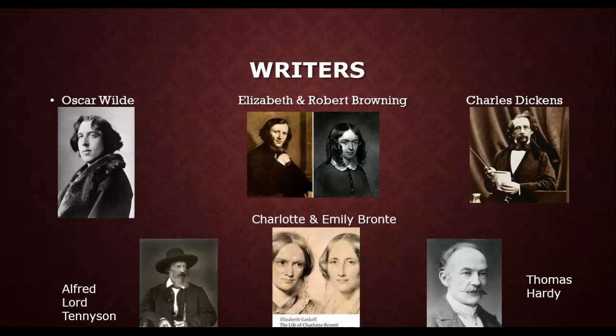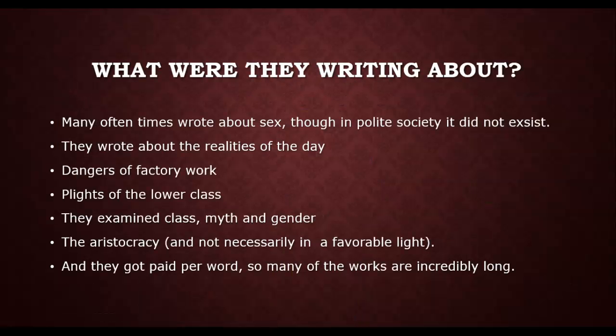Here are some writers. Now, we're going to read Oscar Wilde. That's why I have a little dot by him. There were Elizabeth and Robert Browning. We are going to read some poems by Robert Browning. Charles Dickens. There's Alfred Lord Tennyson. We are going to read a couple of his poems. Charlotte and Emily Bronte and Thomas Hardy. These were big writers at the time.